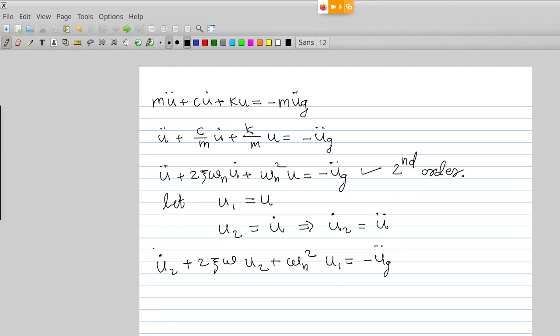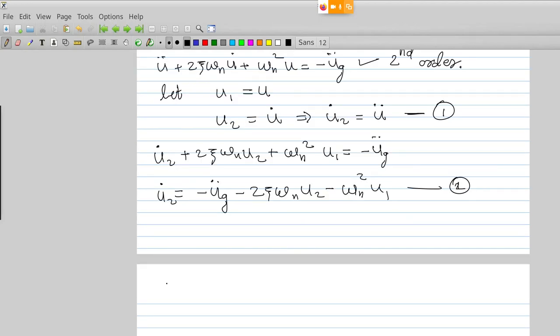And from this I can write u2 dot is equal to minus ug double dot minus 2 xi omega n u2 minus omega n square u1. So this is my equation number 2, and the other one I will consider as equation number 1. So now I have two equations.